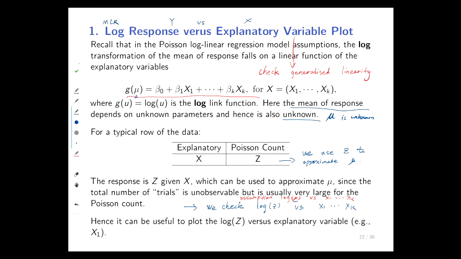So this is the idea, but in order to understand why we can use z to approximate mu, I do not think that's easy. So I will give you one explanation, but it's a little bit beyond the scope of this course. Remember, what's Poisson count? Poisson count here is actually a very special case of binomial count. So what's the meaning? That means we actually have the total number of trials m, but m is not observable and also m is very large.